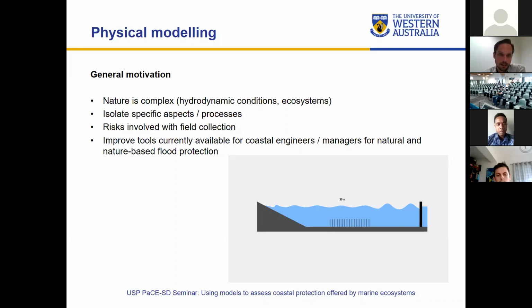And the other thing is, you can really look into specific processes and isolate them. In a coastal setting, there might be waves, there might be currents, there might be wind. Whereas in the flume, we can say we just want to have waves, no currents, no wind, and just look at the effect on the waves, and then try to understand that, and then slowly build up the whole picture of what's actually happening.